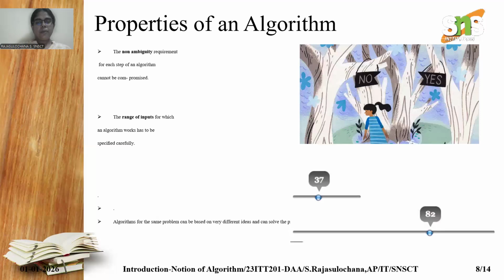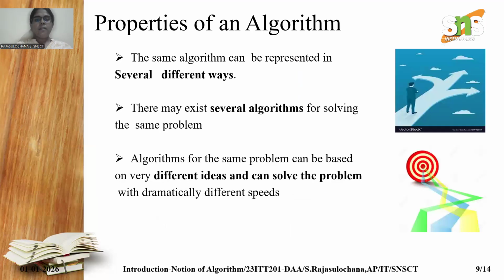For the same problem, various algorithms could be written, based on different ideas, and they can solve the particular problem in a precise way. Which means the same algorithm can be represented in several different ways because the idea varies from individual to individual. So, the perspective may vary. There may exist several algorithms for solving the same problem. They are based on different ideas and may work with dramatically different speed as well.